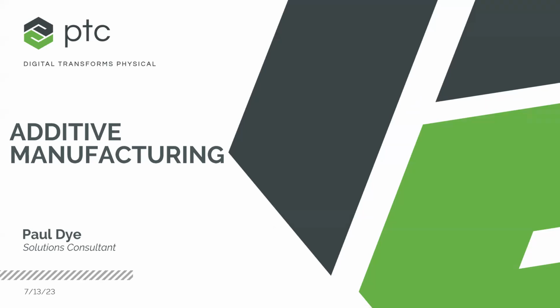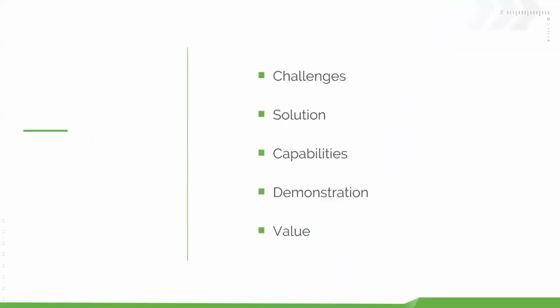I'm going to be going through a couple of different areas. I'm going to talk about some of the challenges we typically see whenever it comes to manufacturing in general. I'm going to go through our solutions in terms of additive, and walk through a couple of examples of what that looks like in the context of Creo. And throughout this, if you have any questions, feel free to drop those in.